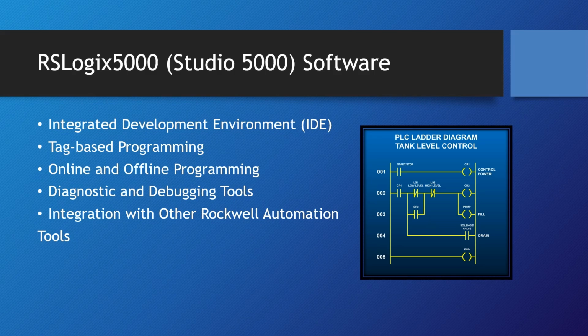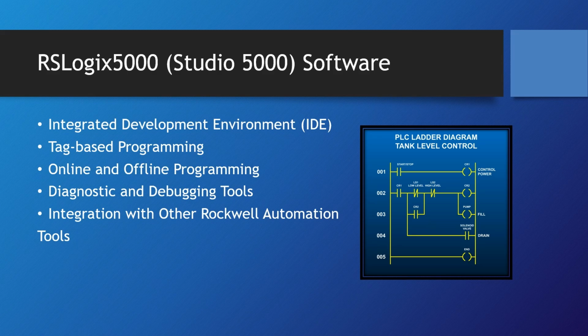Diagnostics and debugging tools. RSLogix 5000 offers powerful diagnostics and debugging tools to assist with program analysis and troubleshooting. It includes features like online cross-reference, force and monitoring of tags, rung highlighting, and online editing capabilities. These tools help identify and resolve errors and ensure optimal program performance.